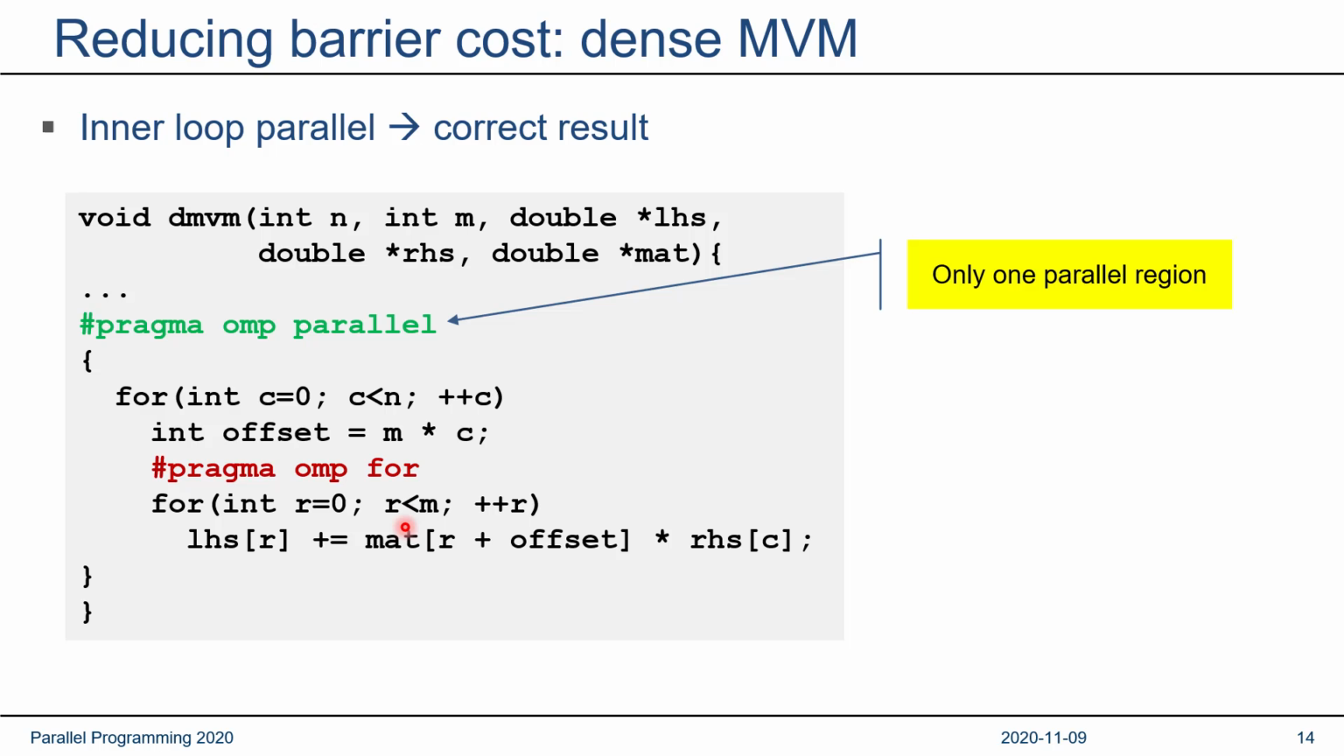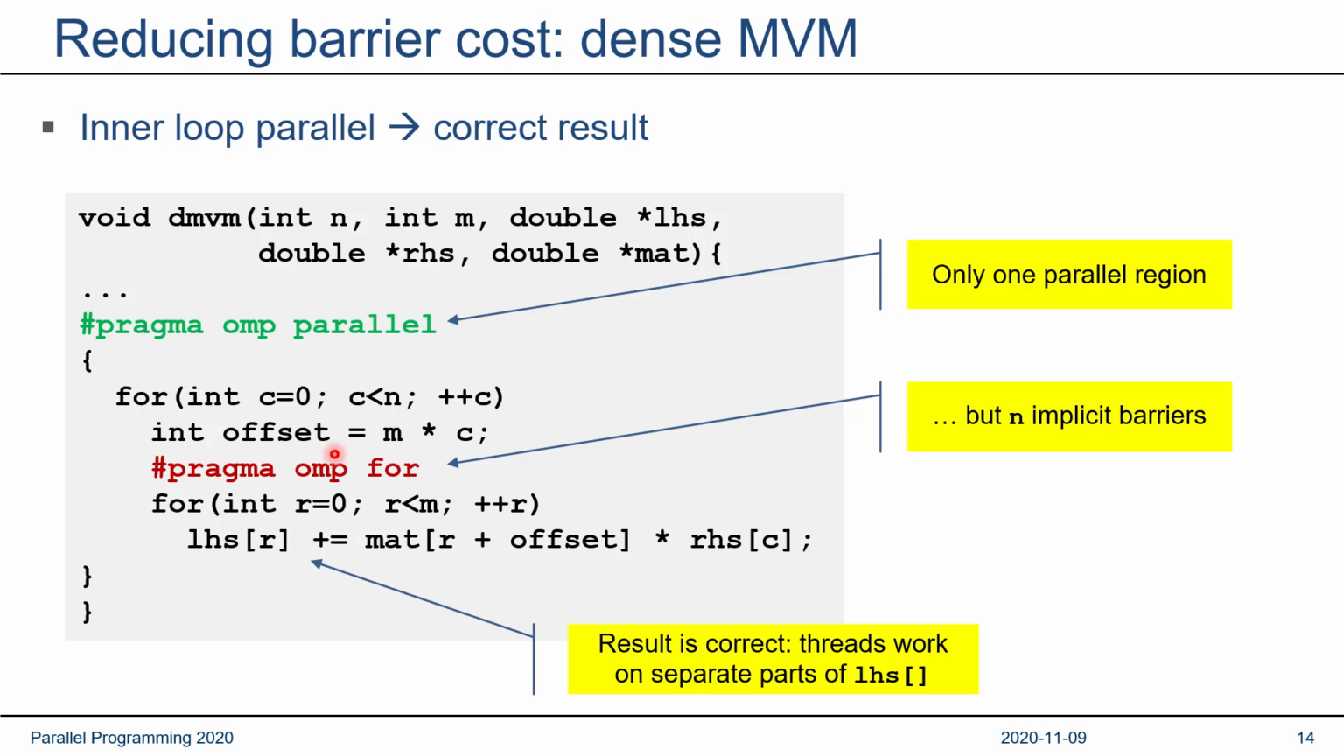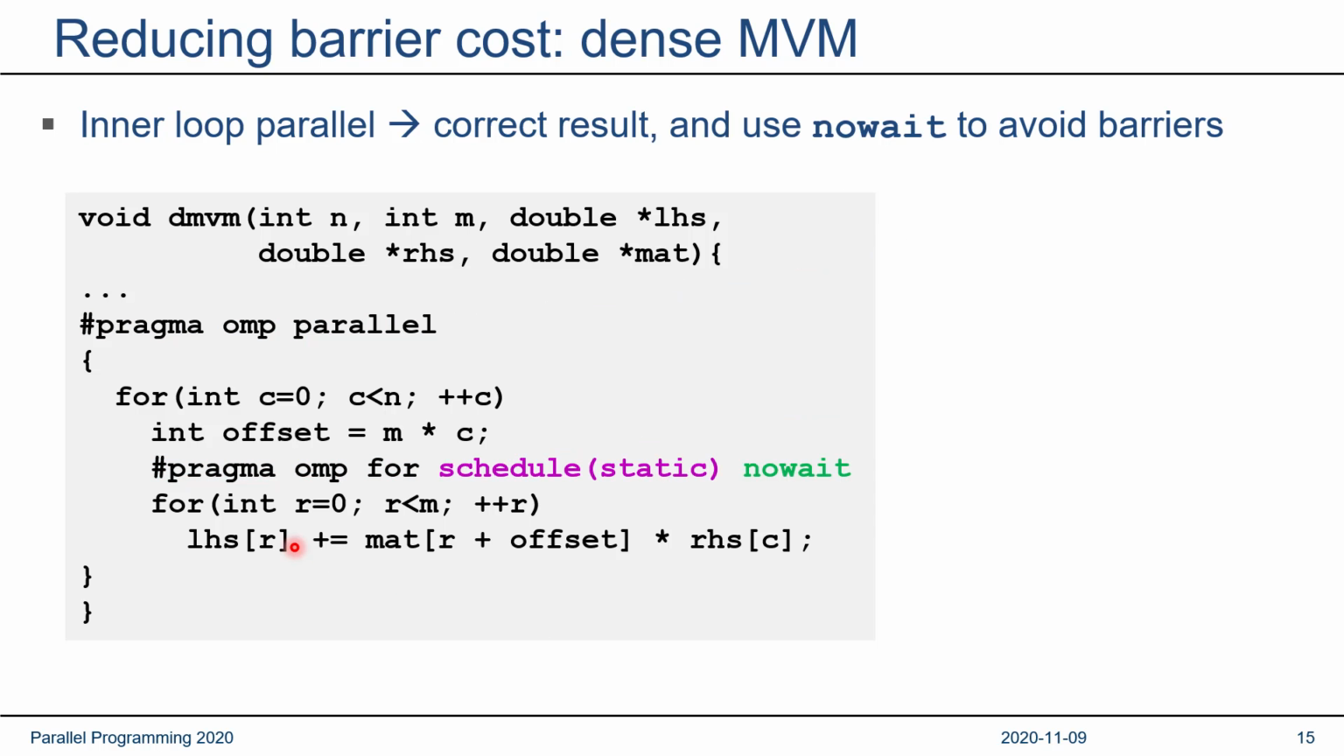Okay, we still only have one parallel region. However, we have n implicit barriers for the n parallel OpenMP loops encountered here. Now, how do we solve this? We know that these barriers cost time. We'd like to eliminate them. So why not just add a nowait clause to the OpenMP for loop?